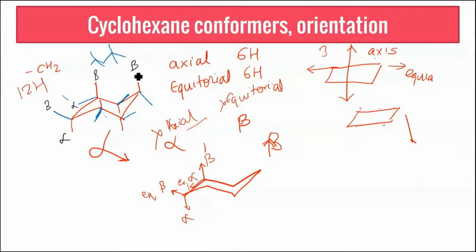So all your bonds here above the plane become beta, all your bonds below the plane become alpha. Now again, one very important concept for you all to know is based on this alpha and beta, later on we are going to classify the rings as cis and trans based on the carbon which has one bond going above the plane, one bond going below the plane.